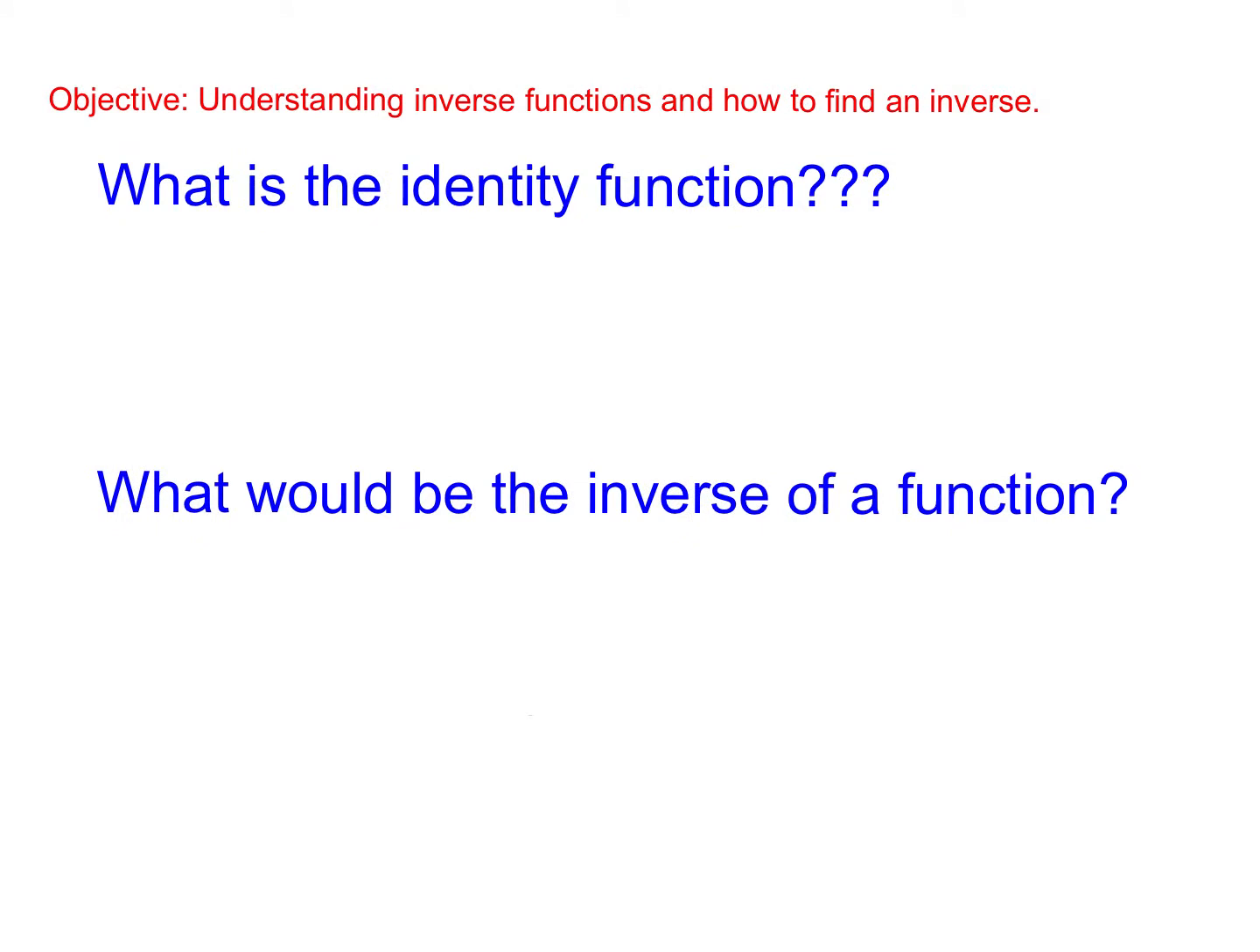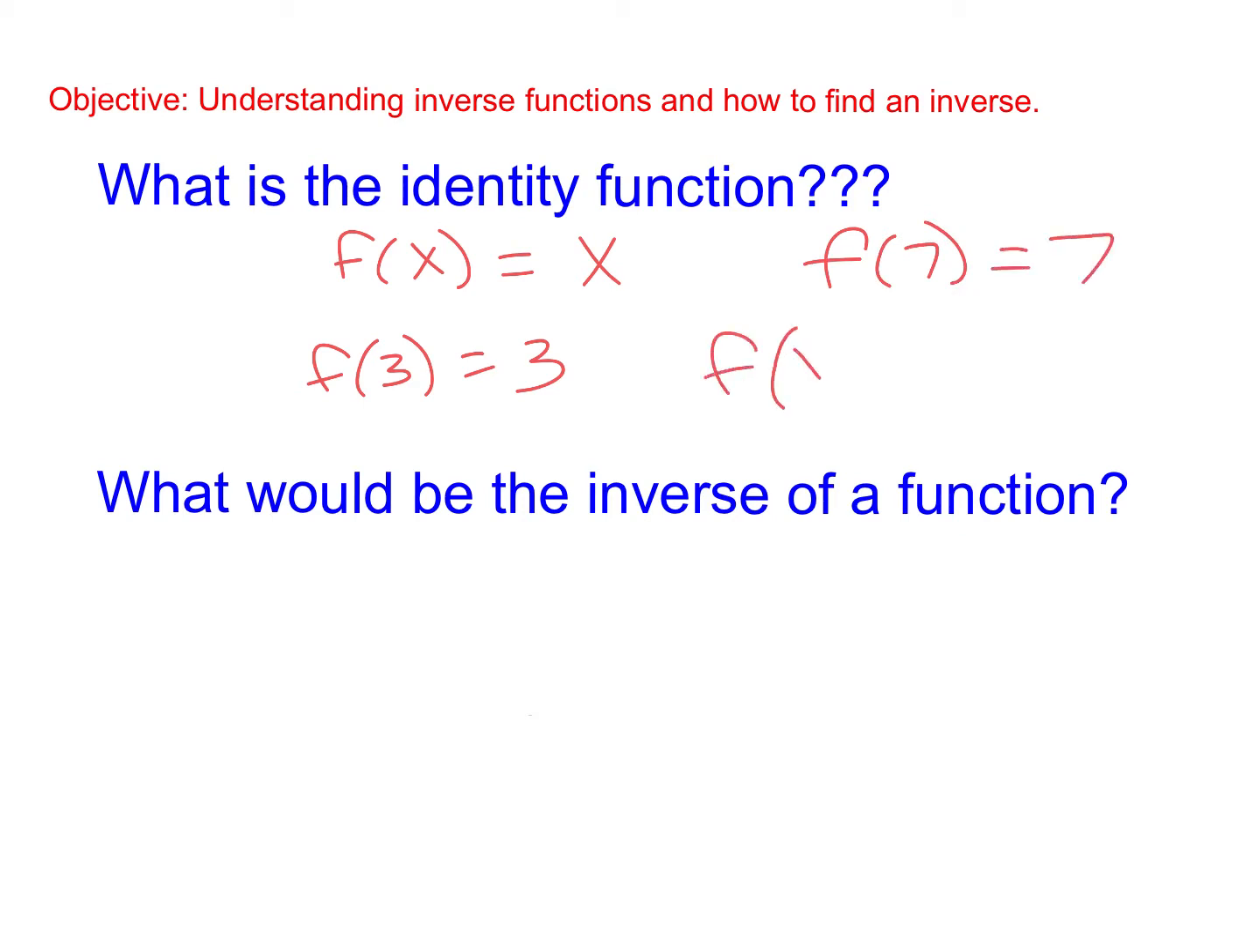Okay, so using that idea, what do you think the identity function is? What is the function that when you plug in, it doesn't change anything? So f of x equals what? It's just x, because f of 3 equals 3. F of 7 equals 7. F of x plus 8 equals x plus 8. So when you have f of x equals x, the identity function, it doesn't change anything. You plug in, you get the same thing out.